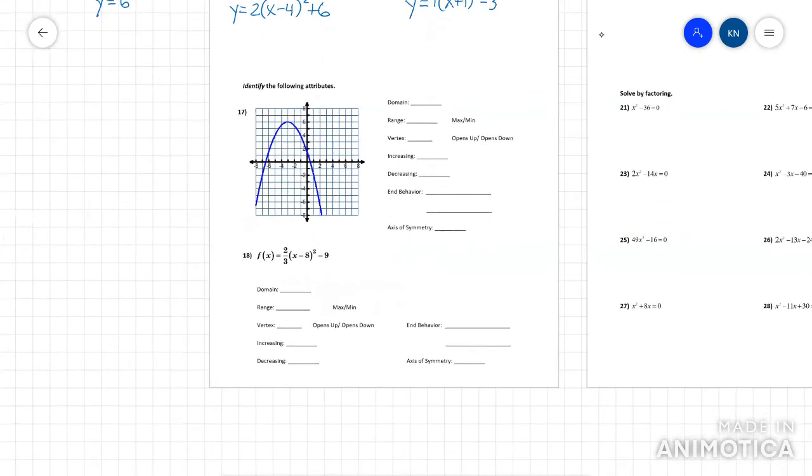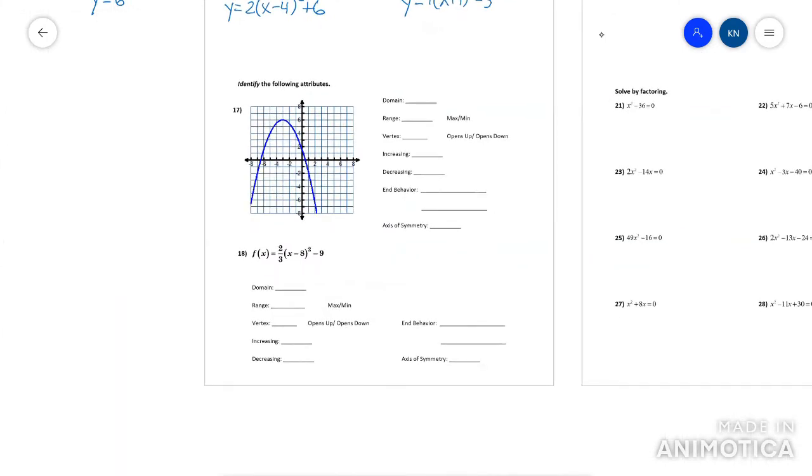All right, identify the following attributes. The domain of all these quadratics is all real numbers. So negative infinity to positive infinity. The reason is because these lines go left forever and right forever. So from negative infinity to positive infinity on my x.